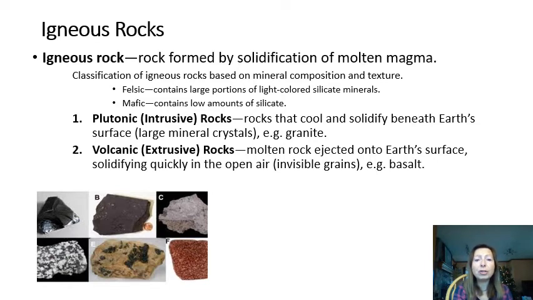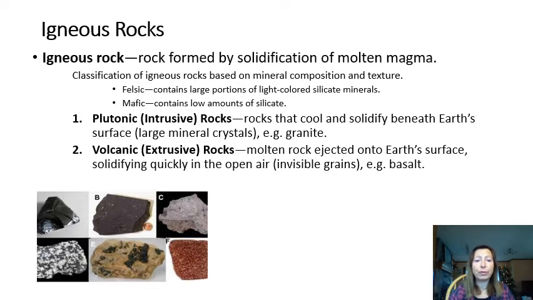Plutonic or intrusive rocks are those igneous rocks that cool and solidify beneath Earth's surface. They usually have very large mineral crystals. Again, granite or diorite are good examples of those intrusive or plutonic rocks. They can be clearly identifiable because the crystals are large enough to be visible with naked eye.